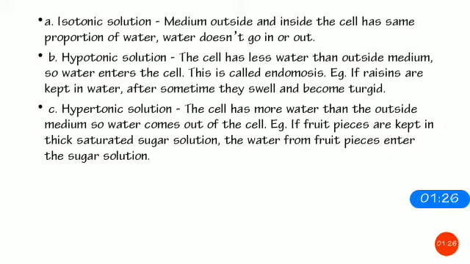And hypertonic solution means what? The cell has more water than the outside medium, so water comes out of the cell. For example, when fruit pieces are kept in thick saturated sugar solution, the water from the fruit pieces enters the sugar solution. So it basically shrinks because the outside water is less. So the fruit pieces shrink after a while. In a hypotonic solution, the cell has less water, so the outside medium has more water. And in an isotonic solution, the water is the same in and out of the cell.